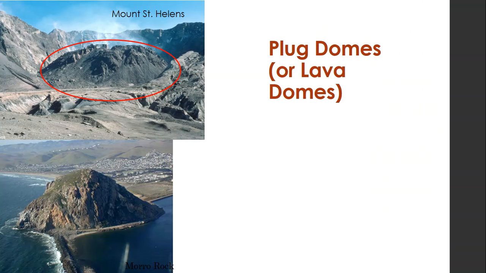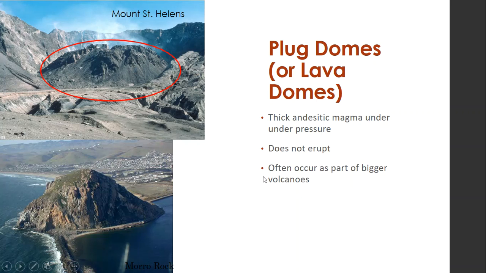Something else to think about is plug domes, or lava domes. You have that thick andesitic magma that's under pressure. Here is the caldera in Mount St. Helens, and the magma is actually pushing up and causing it to form this plug dome in the middle. It does not erupt, and they often occur as part of a bigger volcano.